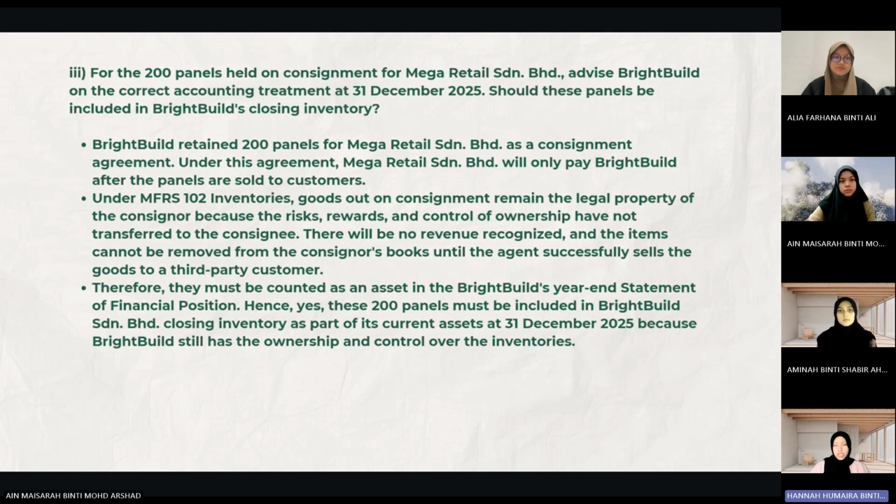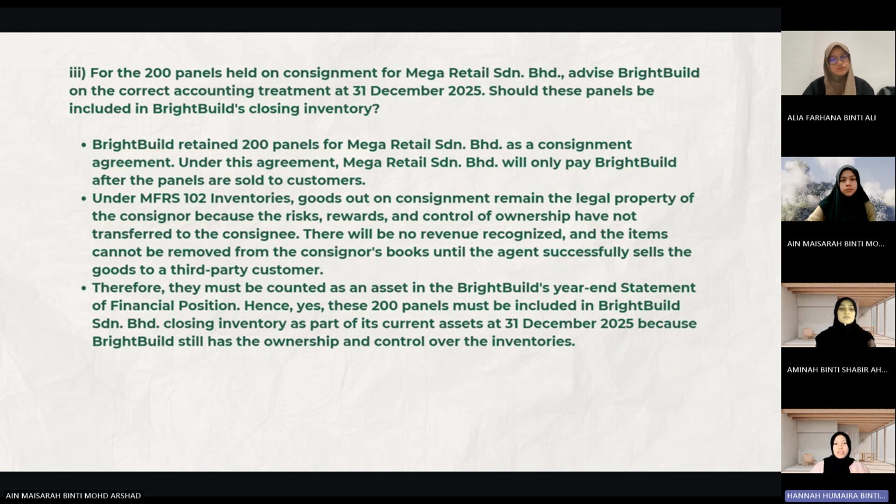Next, for the third question, this is mentioned in transaction 4. Bright Build retained 200 panels for Mega Retail Sinar Berhad as a consignment agreement. Under this agreement, Mega Retail Sinar Berhad will only pay Bright Build after the panels are sold to the customers. So, under MFRS 102 inventories, goods out on consignment remain the legal property of the consignor until transferred to the consignee. There will be no revenue recognized and the items cannot be removed from the consignor's books until the agent successfully sells the goods to a third-party customer.